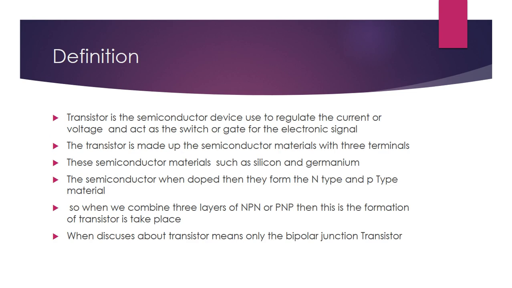Now, what is the definition of the transistor? A transistor is a semiconductor device used to regulate current or voltage and act as a switch or gate for electronic signals. A transistor basically consists of three terminals. It is used to regulate current or voltage. On the other side, it is used to amplify signals or work as a switch in digital electronics. This is the next era of basic electronics or digital electronics.